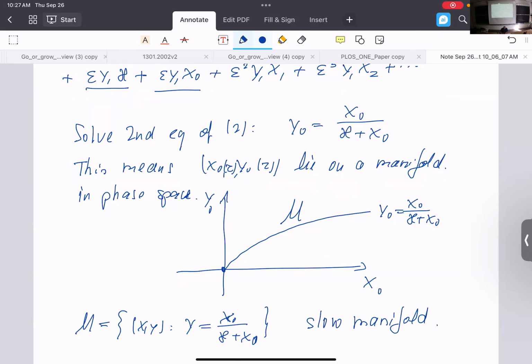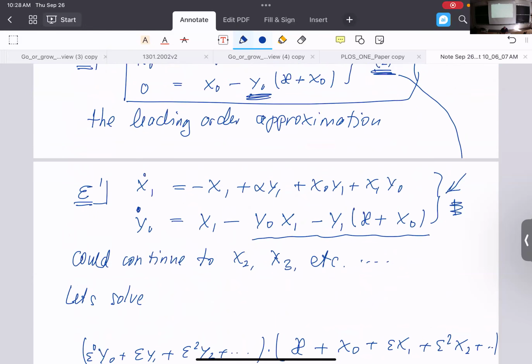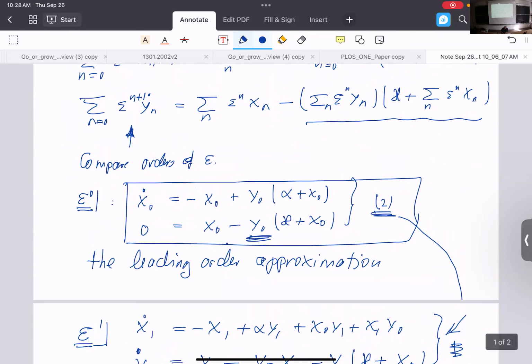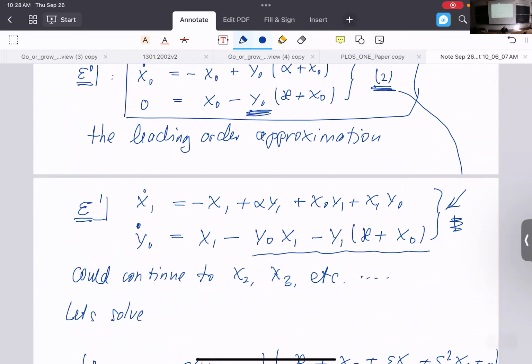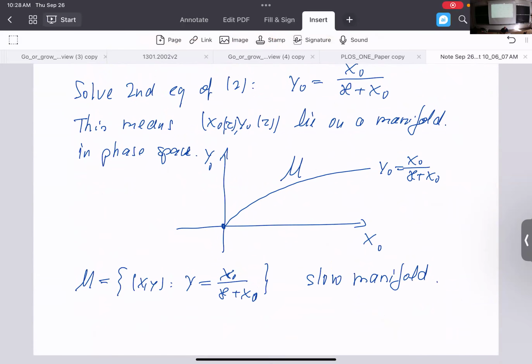So back to system number 2. What does it mean for our system number 2? The second equation now defines a slow manifold. This means the first equation, the differential equation, lives on M. So the first equation gives us the dynamics on M. Another thing we should notice is we have replaced y0 by this formula, so we can do that in the first equation now, and we get an equation for x0 alone. So I do these two things on the next slide.